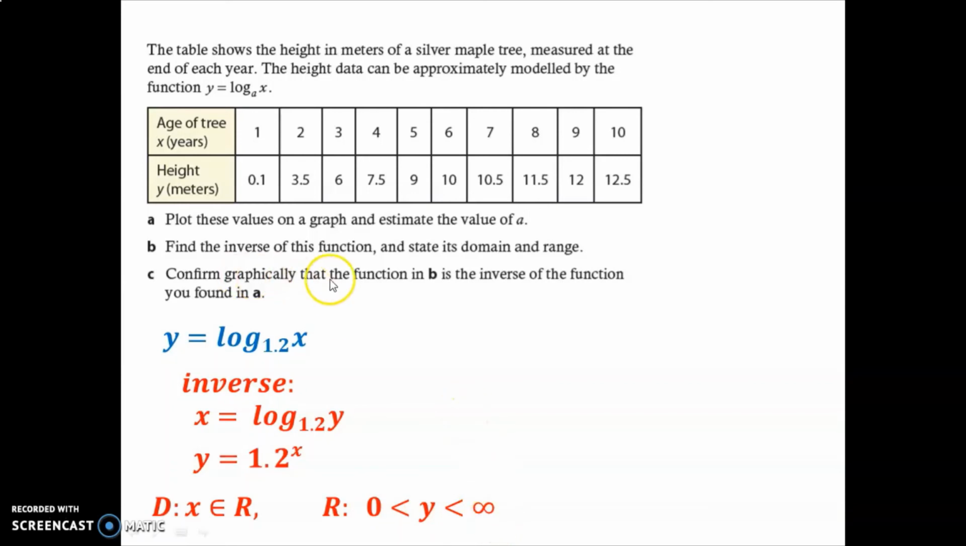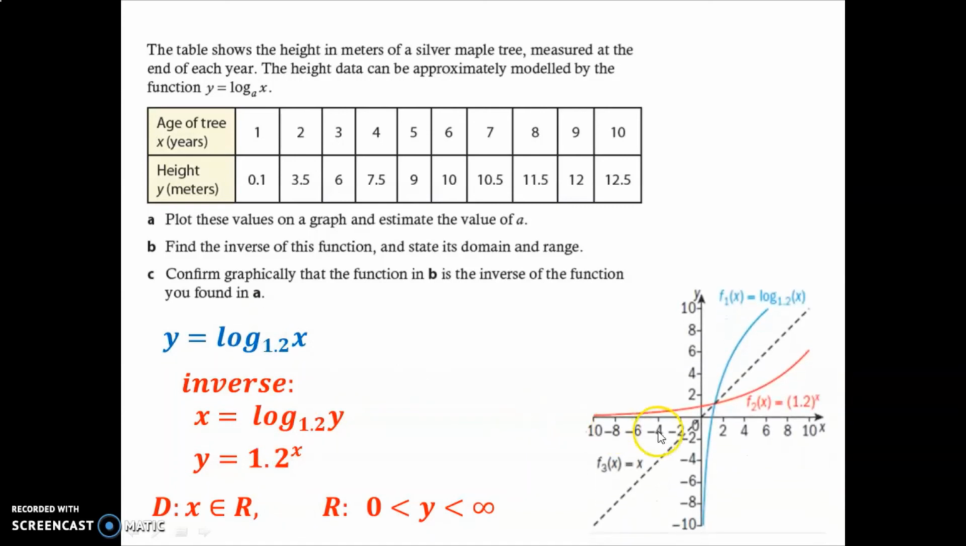Okay, next, confirm graphically that the function we have here is the inverse of the original. Well, if you graph these on Desmos or on your graphing calculator, here, in blue, is the log base 1.2 function, and here is our inverse that we just found, 1.2 to the x power. You can see clearly from this graph that they are definitely inverses. They are mirror images across the line y equals x. All right, next.